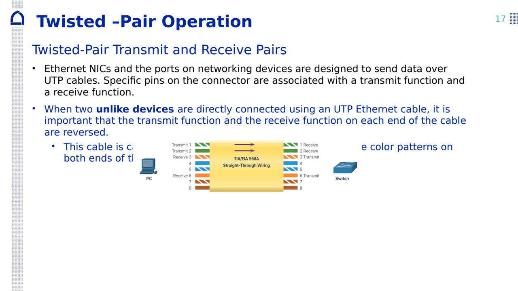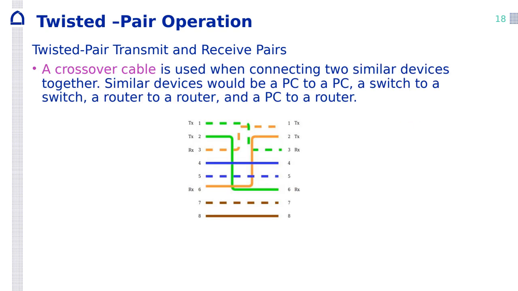Don't forget. So here I have a switch connected to a computer, straight through cable. And you see that you have transmit, receive, okay? Twisted pair, transmit and receive pairs. So that's straight through cable.